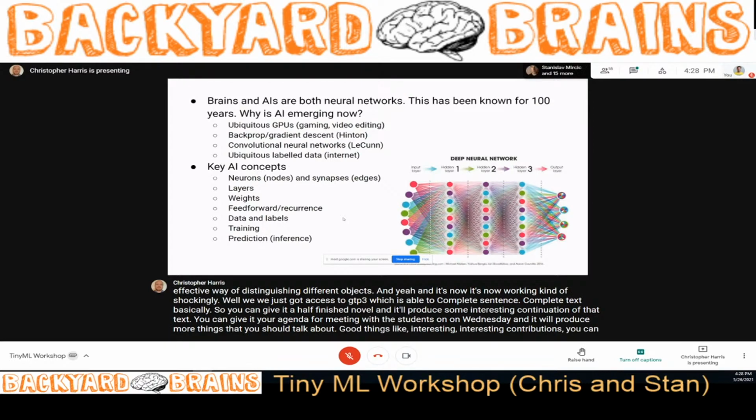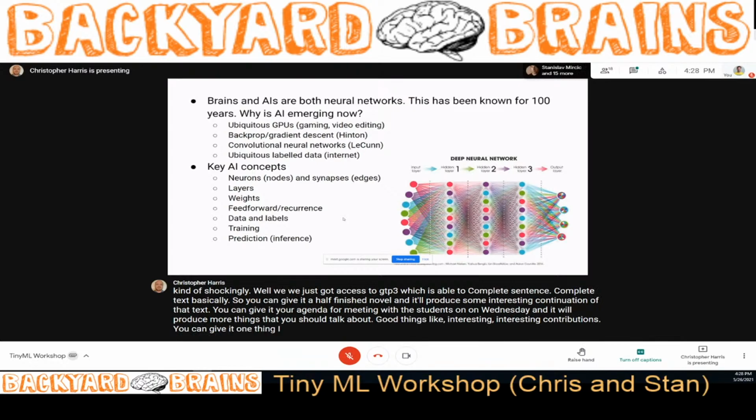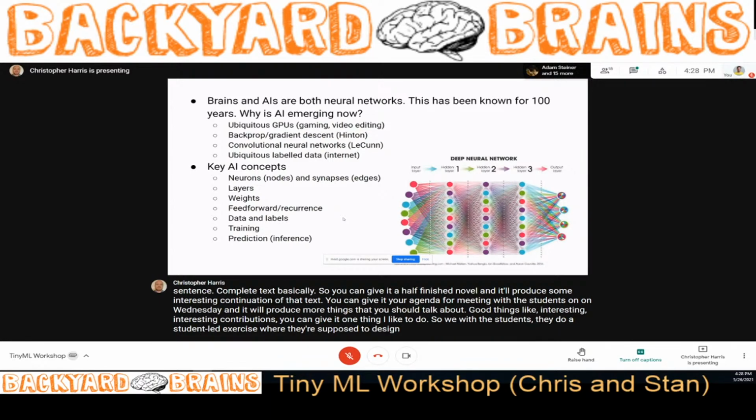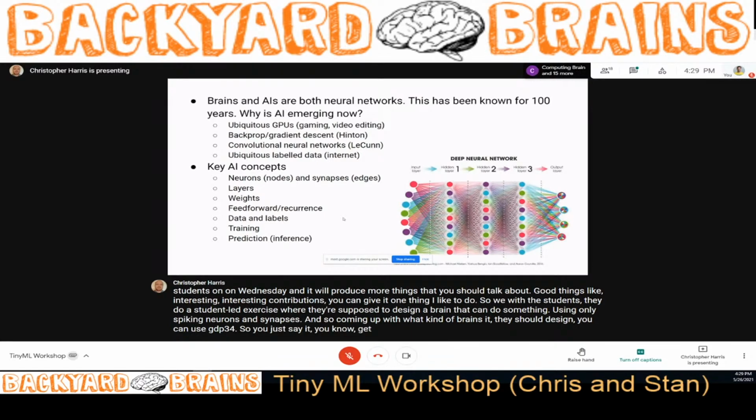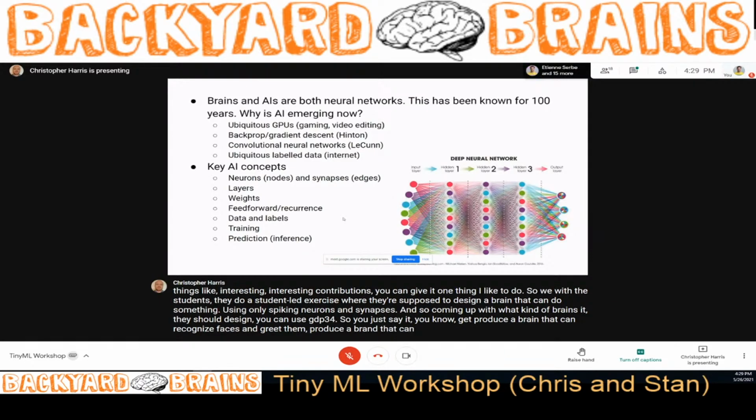One thing I like to do with the students is a student-led exercise where they're supposed to design a brain that can do something using only spiking neurons and synapses. And so for coming up with what kind of brains they should design, you can use GPT-3. So you just say, produce a brain that can recognize faces and greet them. Produce a brain that can find the exit of the room. Produce it, and so on and so on.